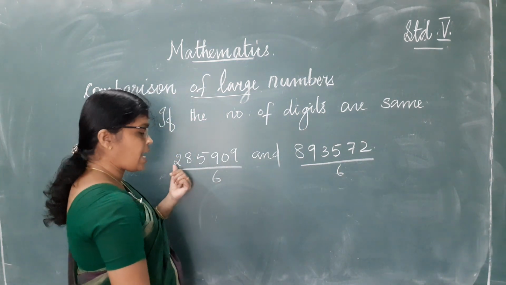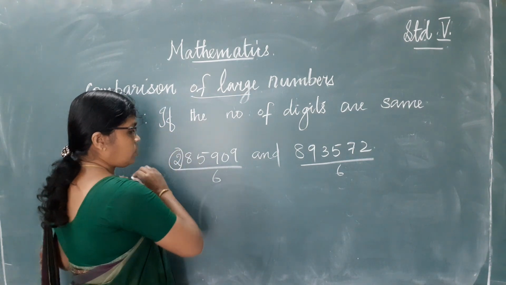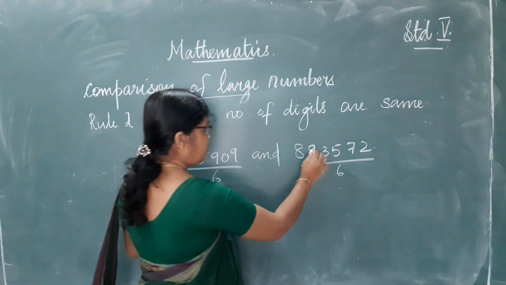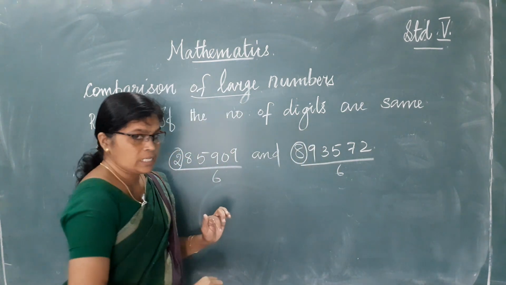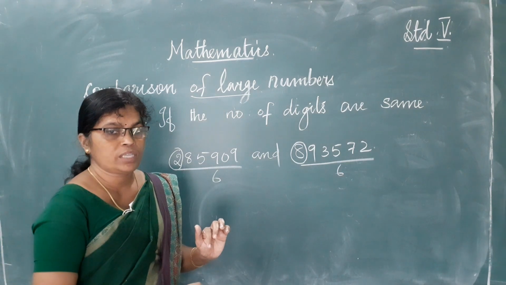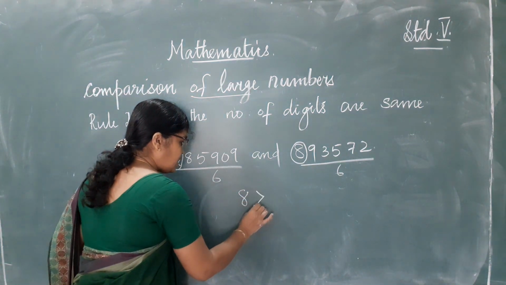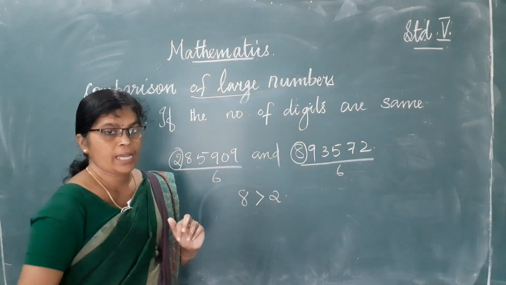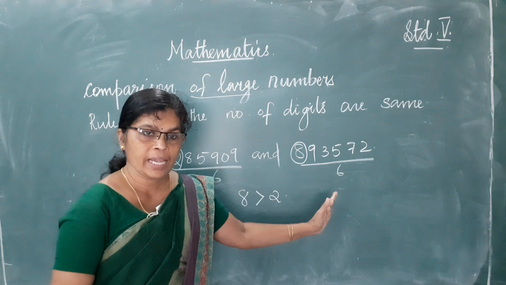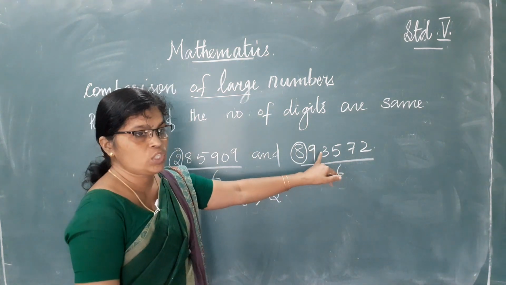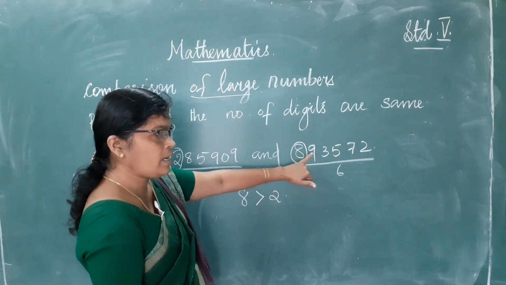See, in the first number the left extreme digit is 2, and in the second number the left extreme digit is 8. Now see which digit is greater. Of course 8 is greater than 2. Then which number will be greater? The number starting from 8 will be the greater number. That is here, what is the number?